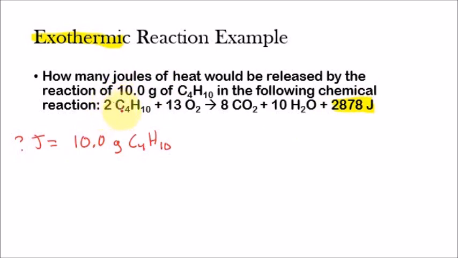So C4, so 8 carbon atoms here, and then 8 here, 20 hydrogen atoms here, 20 hydrogen atoms here, and then 13 times 2, 26; 8 times 2 is 16, plus 10 is 26. Yeah. So the atoms are balanced, so the equation is balanced, so we don't have to worry about balancing it. It's balanced for us. That's pretty nice. So let's continue with our dimensional analysis here. So first, let's convert this to moles.